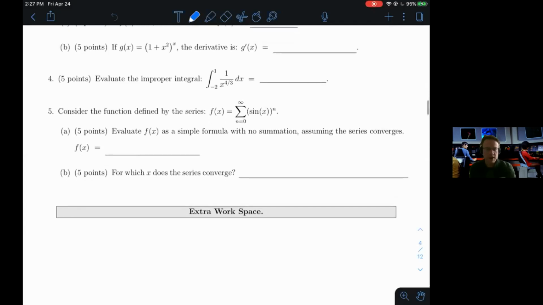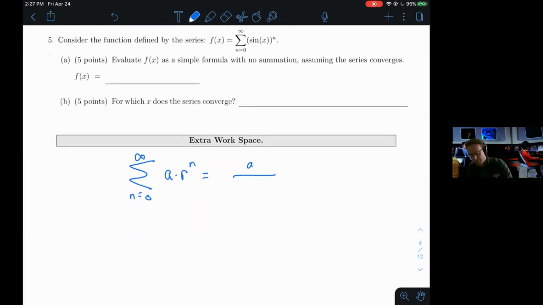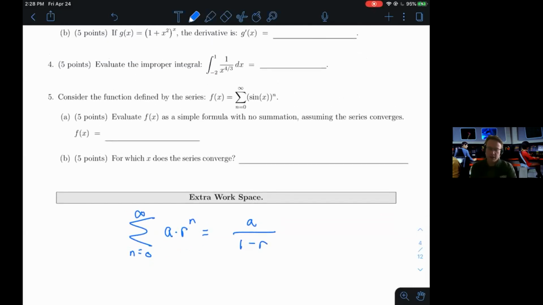It reminds me of our 11.2 days to some extent. We remember there was a nice formula in 11.2 that said if you're summing up a times r to the n, with n going from 0 to infinity, this converges, and we know what it converges to: a over 1 minus r. This was the geometric series test, and this is true when it converges.